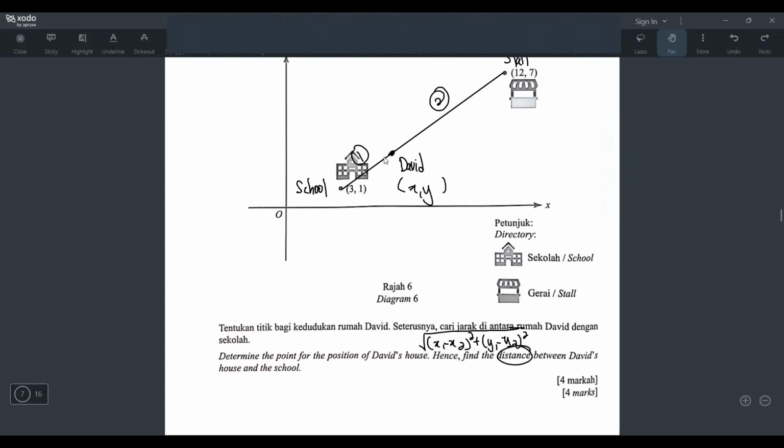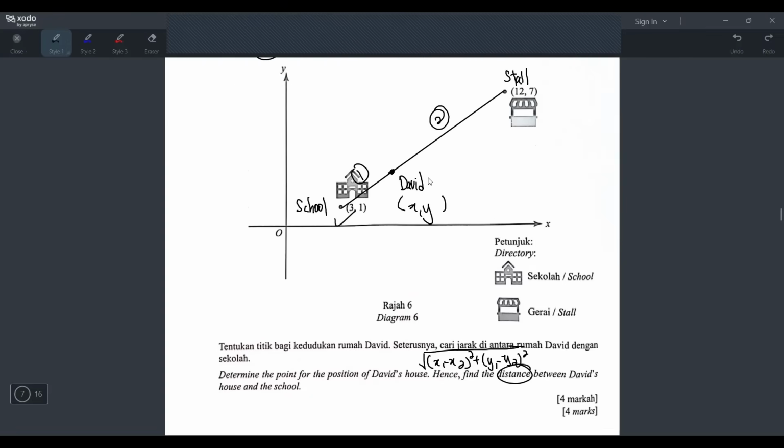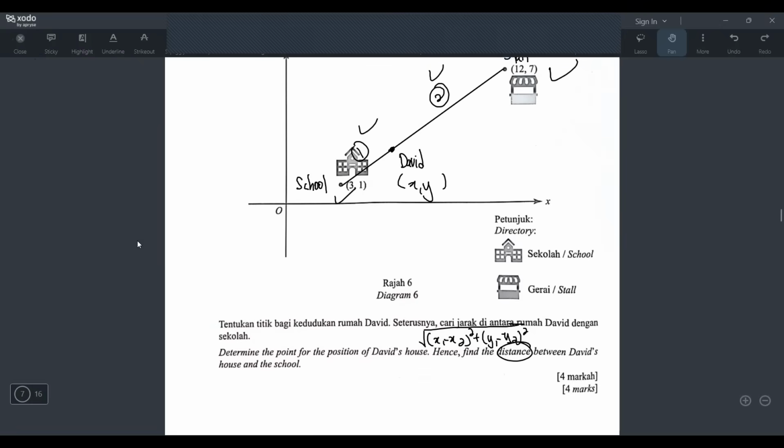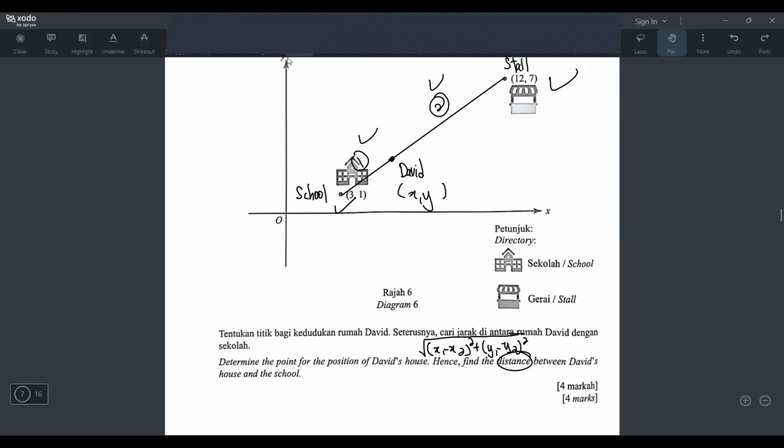So how to find David's house? Well, you have the school coordinate, you have the stall coordinate, and you have the ratio. This is the perfect condition to use the point C formula. I call it the point C formula lah in my class, but different teachers call it different names. So I call it the point C formula, and the formula is like this.